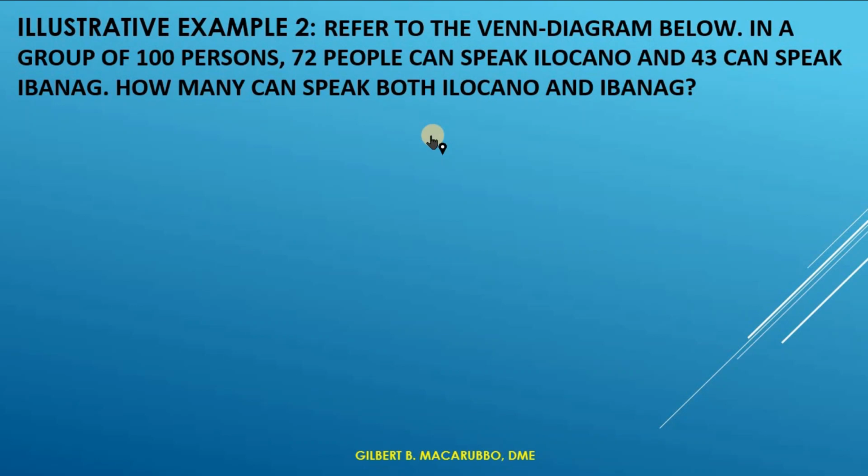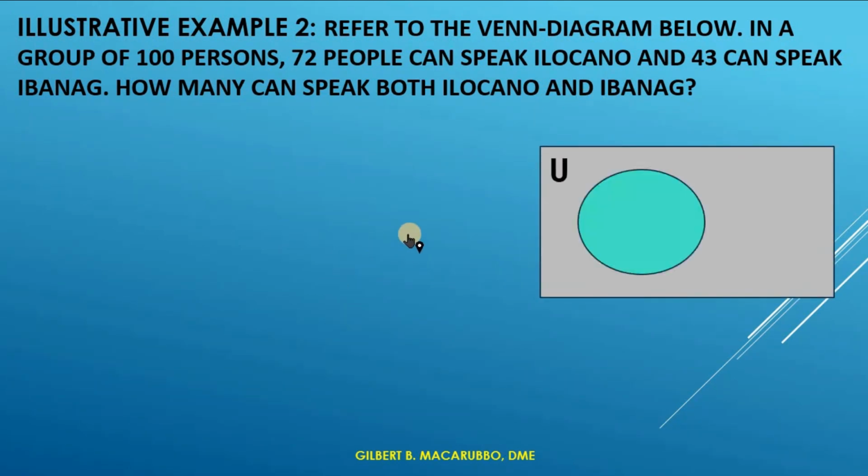Okay, so example number 2. So, refer to the Venn diagram below. In a group of 100 persons, 72 people can speak Ilocano and 43 can speak Ibanag. How many can speak both Ilocano and Ibanag?